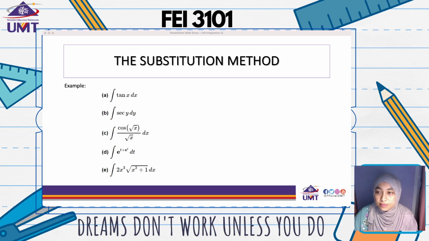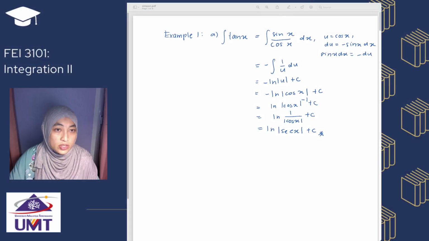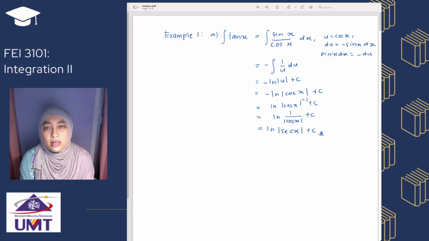All right, as you can see here, tangent x is equal to sine x over cos x dx. Where do you find that tangent x equals sine x over cos x? It is in the trigonometric identities. Usually, if you sit for an exam or test, we will give you the formula of the trigonometric identities, so you don't have to memorize it. However, you need to know how to calculate and find the answer using the trigonometric identities. So in this case, we let u equal cos x, and then you will get du equal to negative sine x dx.